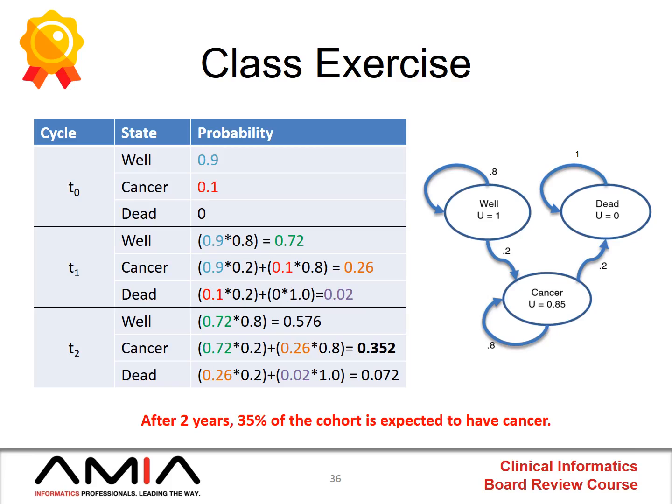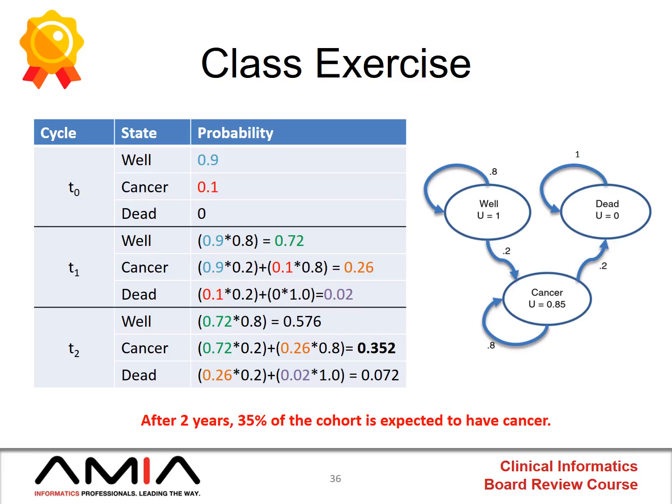So here is the non-matrix math, kind of intuitive or informal way of doing this. And this is probably the way that you'd want to do it for the board examination. What I've done is I've listed time 0, time 1, and time 2. And for each one of those, I've listed the three states: wellness, cancer, and death. And for each one of those, I'm going to calculate the probability.